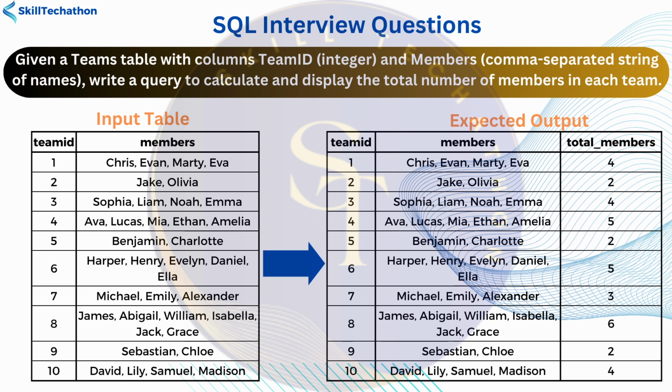Now, in the expected output, we need to find the team ID, members, and the total members in the team. In team ID 1, we have Chris, Evan, Marty, and Eva, so the total members is 4. In team ID 2, we have Jack and Olivia, so total members is 2. Like that, we need the total number of members for each team ID in the output column of total members. So let's go to SQL and check how we can do it.